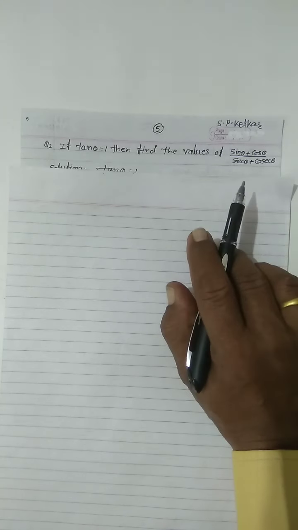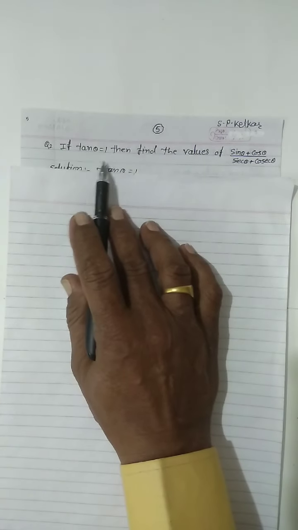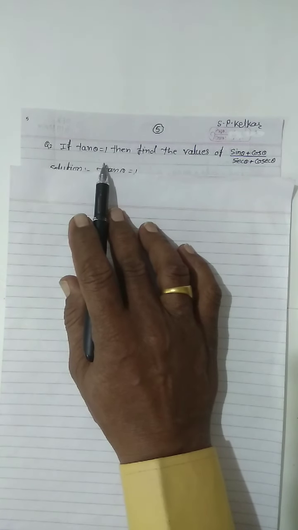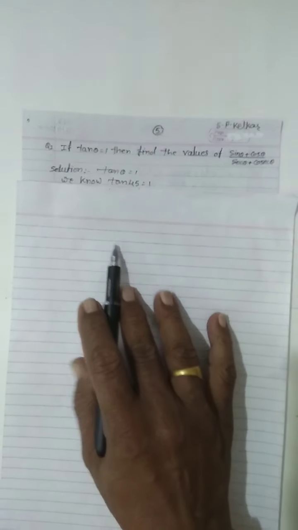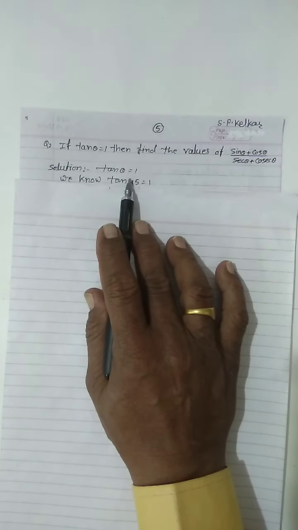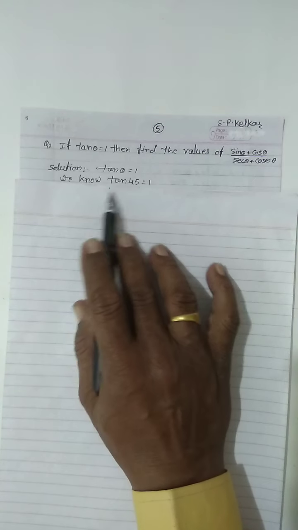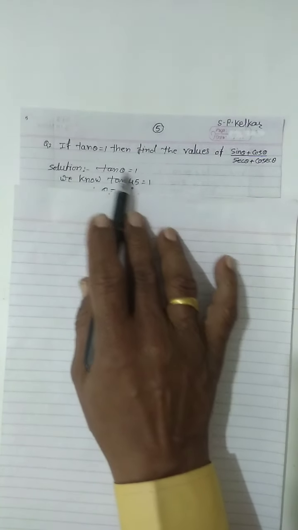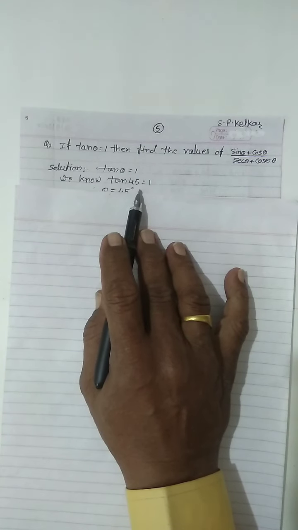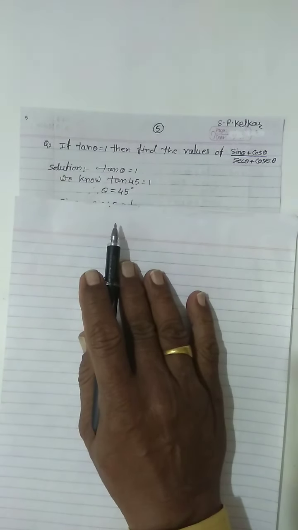Now in this example only tan theta equal to 1 is given. From this tan theta equal to 1 we find out the value of theta. Tan theta equal to 1 is given, but we know that tan 45 equal to 1. So comparing these two, we can write theta equal to 45.